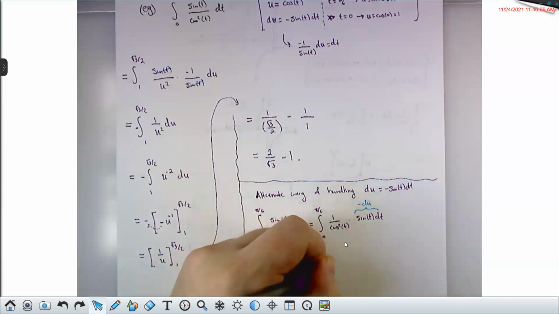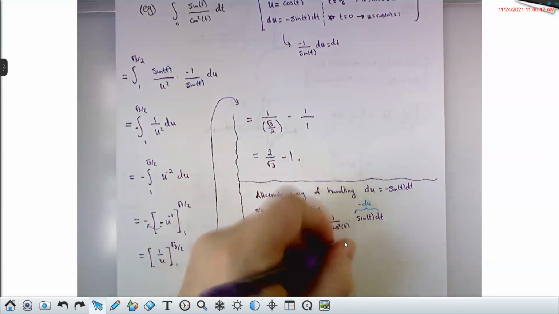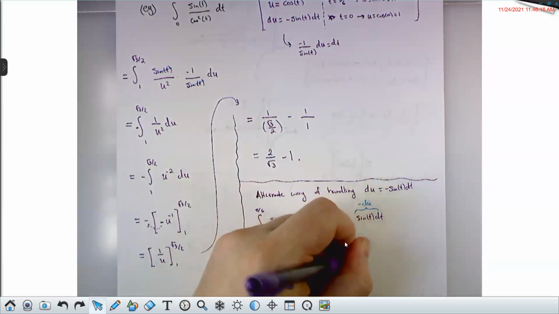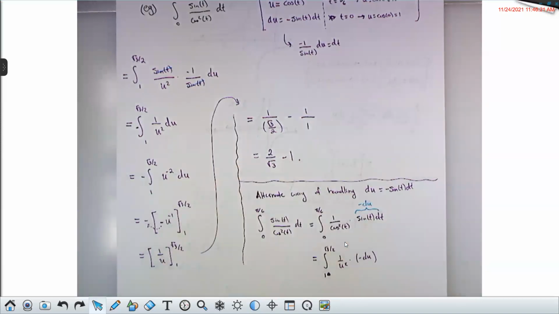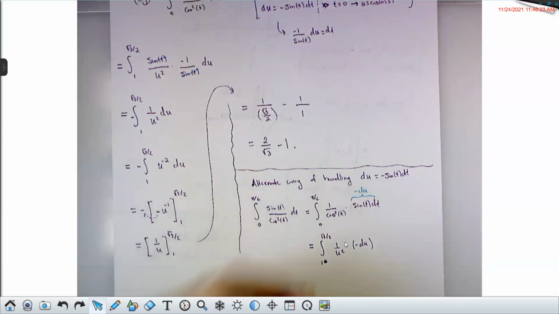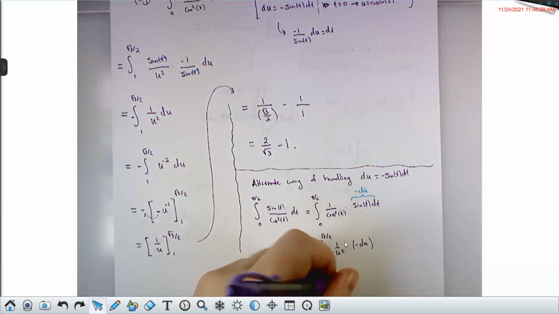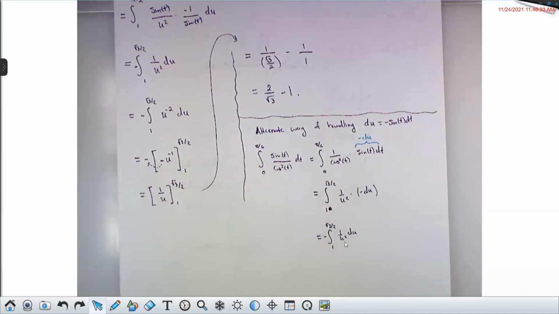And I can say, okay, this is now going to be the integral from 1 to root 3 over 2, 1 over u squared times negative du. And that gets us to the same place, right? Negative integral from 1 to root 3 over 2 of 1 over u squared du. But we never have to write that step where I've got u's and t's both in the problem at once.